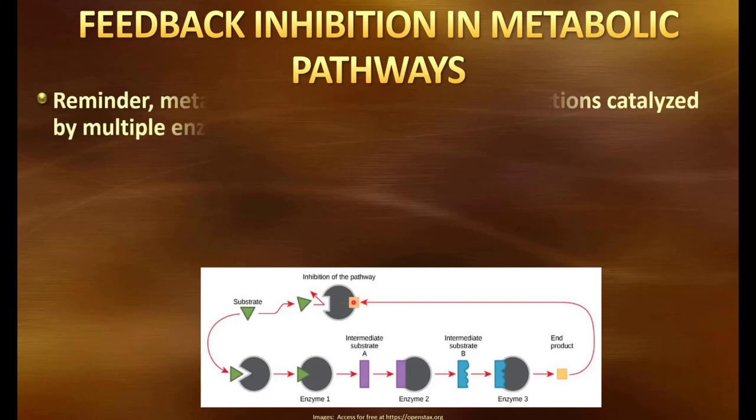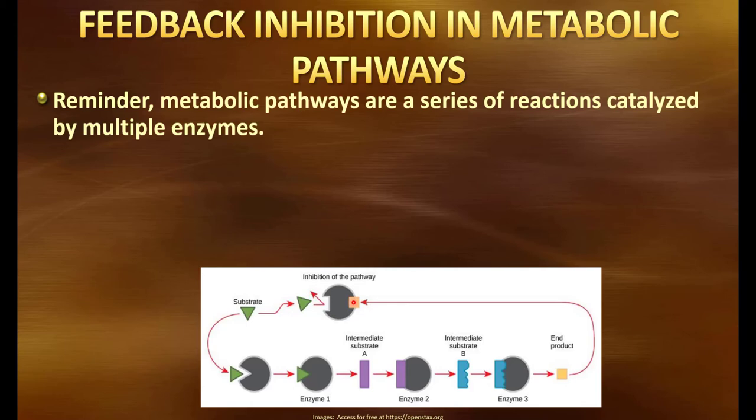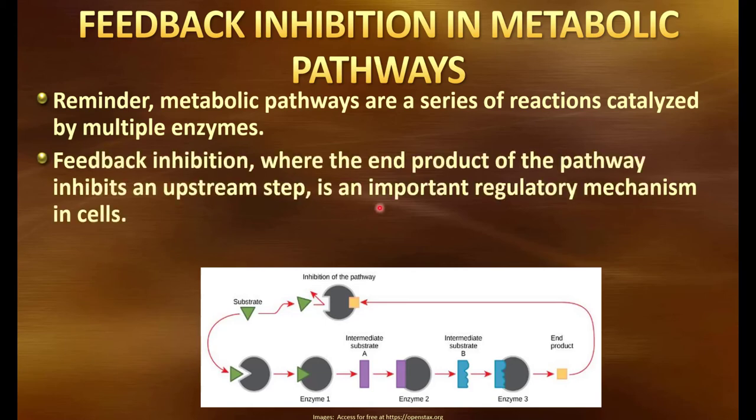This all works because metabolic pathways are these series of reactions, and we have different enzymes catalyzing each step of the reaction. As we said, in feedback inhibition, an end product of the pathway inhibits one of these steps, what we call upstream in the metabolic pathway. And this is a very important regulatory mechanism in cells. We see this occurring all over the place in cells. And we see it at larger levels too. We see this at the level of the whole organism, where we have inhibitory mechanisms to stop certain processes in the body that we need to turn off.